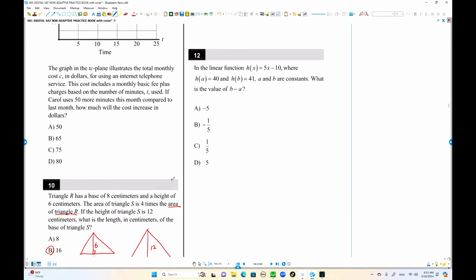Here is number 12. h of x is 5x minus 10, where h of a is 40, h of b is 41. That's the point. When x is a, y is 40. When x is b, y is 41. So we're going to find the value of b minus a. How can you set up the equations? Using the slope. y2 minus y1, 41 minus 40 over x2 minus x1, b minus a. That equals 5. So this is 1. So 1 over, switch this one, okay? 5 equals b minus a. Choice C is the answer, okay?